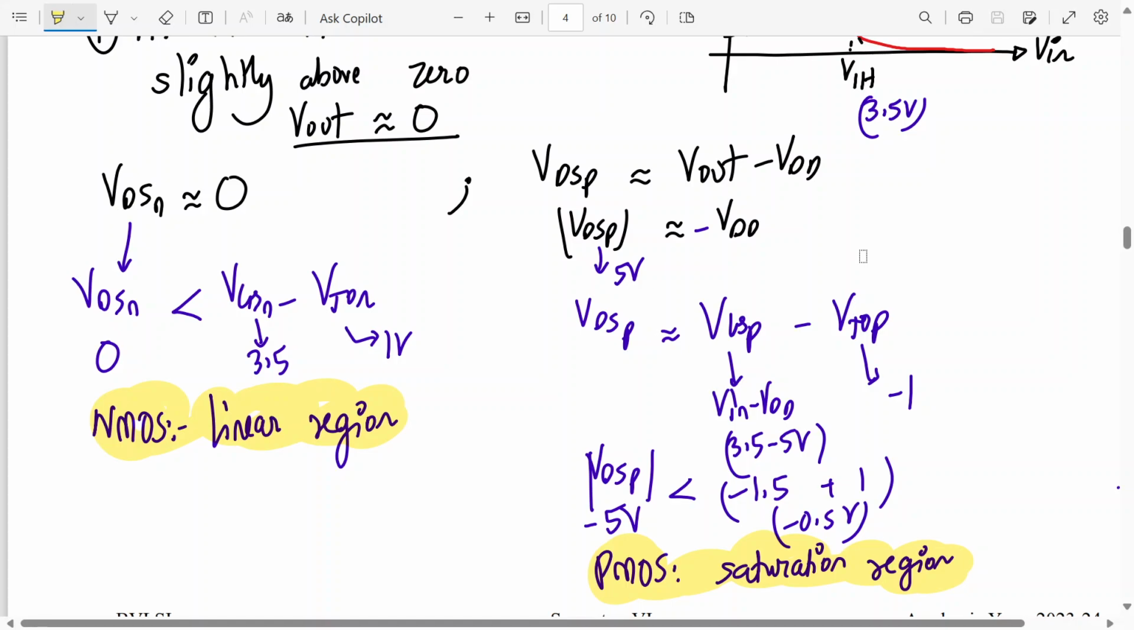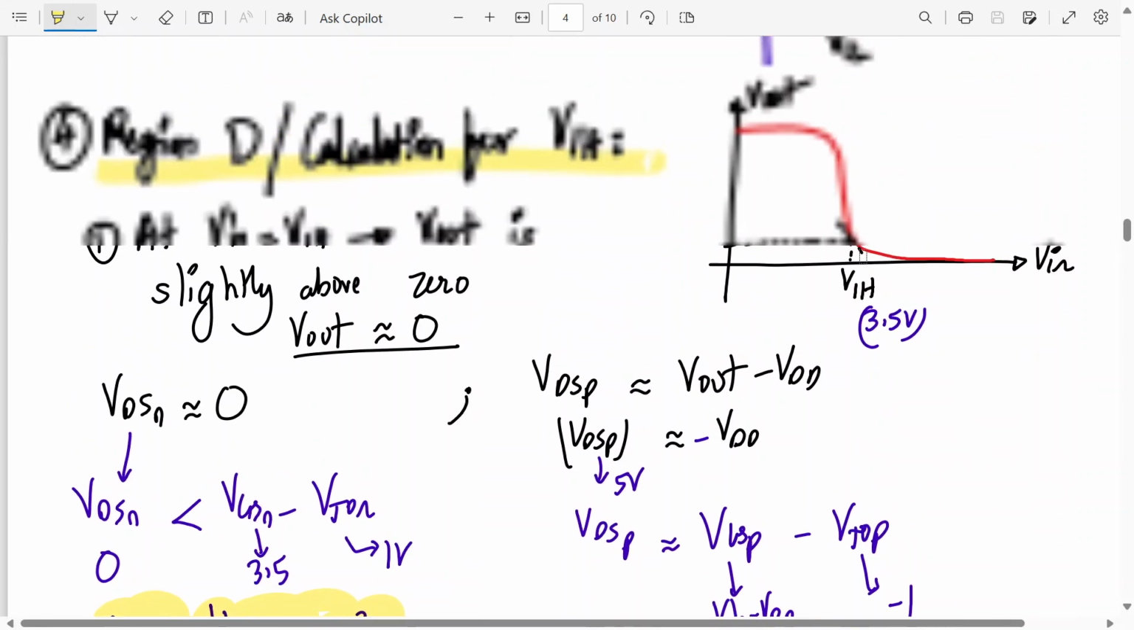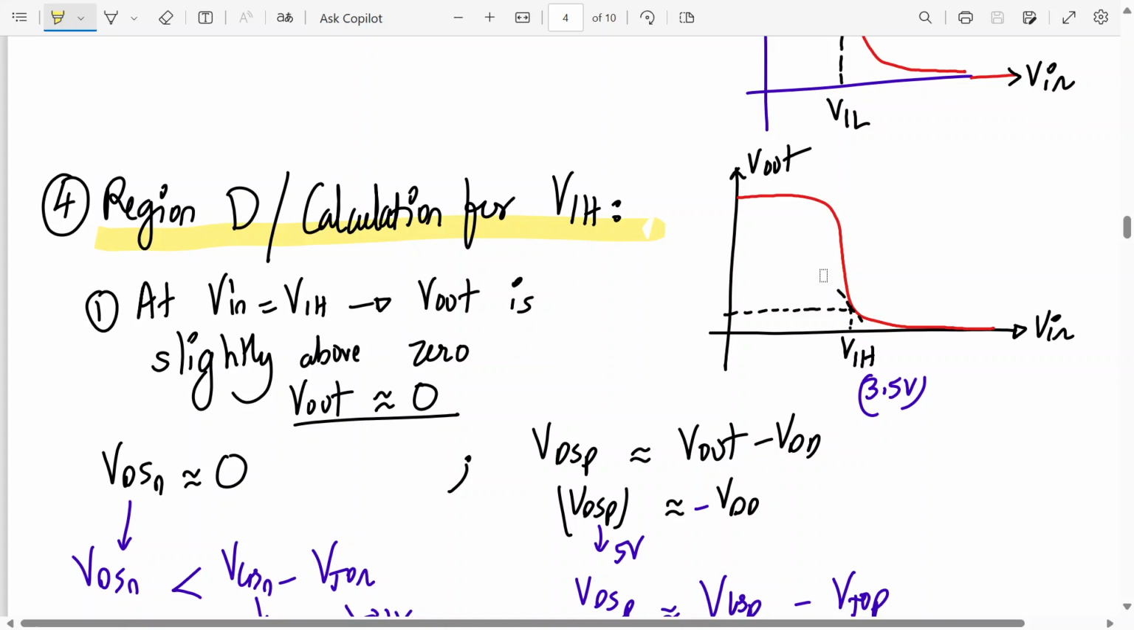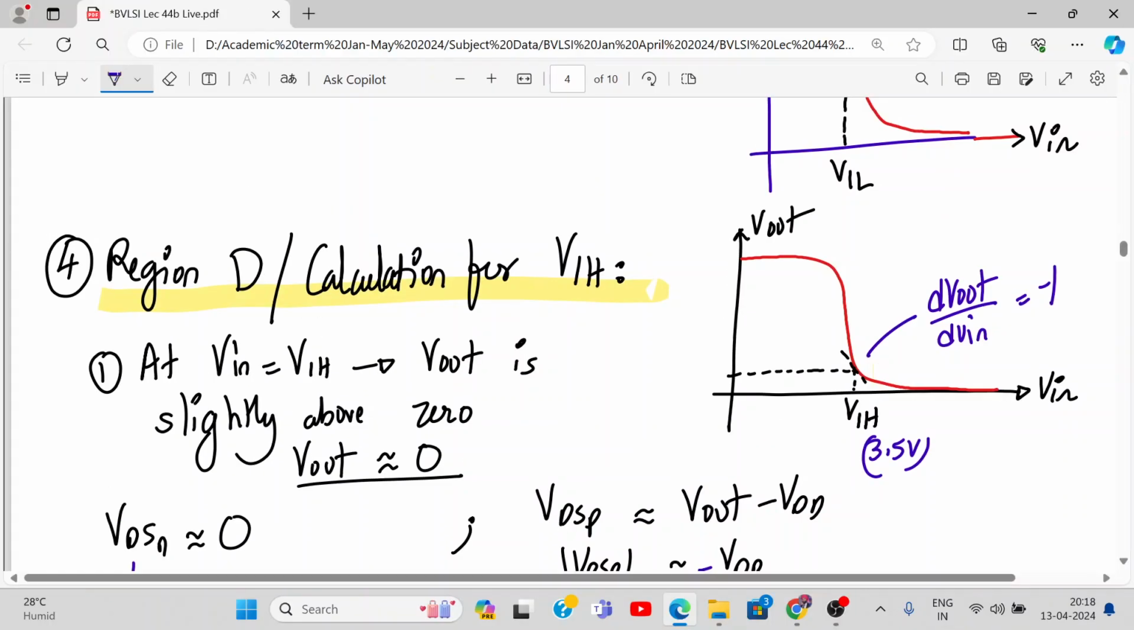This is the critical parameter. So what we say over here is, after going to region number C, where both the transistors are in saturation, output continues to fall down until it reaches a critical parameter V in equal to VIH, where the output is just above 0, and this corresponds to region number D. And this critical parameter can be found out at what point? dV out by dV in equal to minus 1.